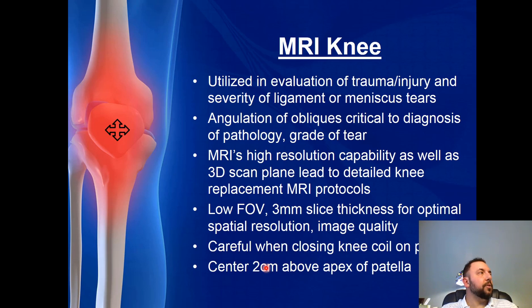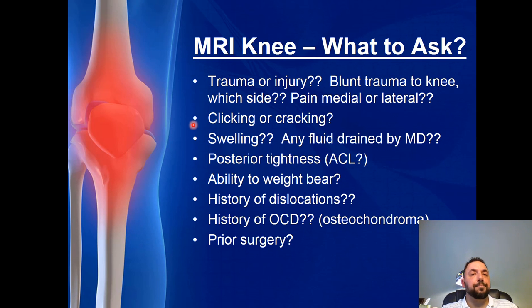Center 2 centimeters above the apex of the patella. So I just put that little marker right here so that you have your appropriate centering point. If you want to get right to the middle of the joint space, we're going to center 2 centimeters above. Here's the apex of the patella. 2 centimeters above is appropriate for MRI of the knee positioning.